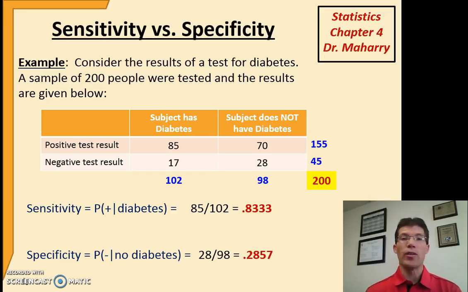Ideally, we like both the sensitivity and specificity to be high. And so these are common measures, particularly with medical tests. Tests for diabetes or AIDS or pregnancy or cancer, various things like that. The sensitivity is the probability of a positive test if the person actually has the condition or disease. The specificity is the probability of a negative test if the person does not have the condition.